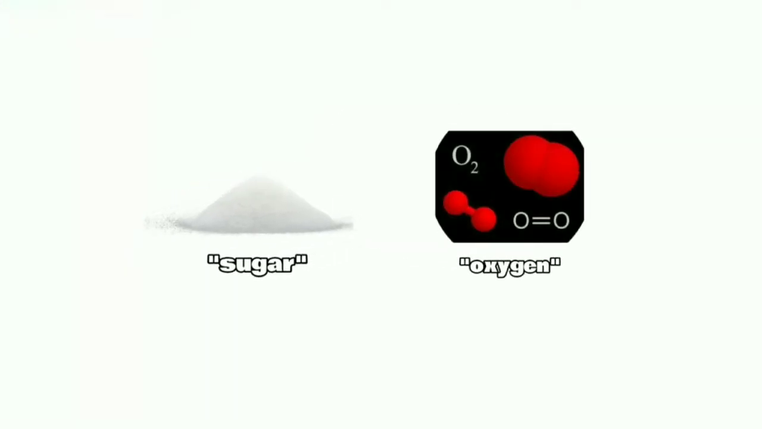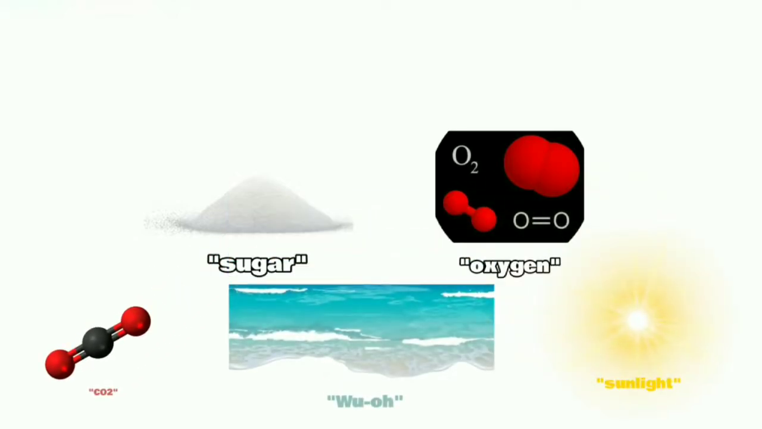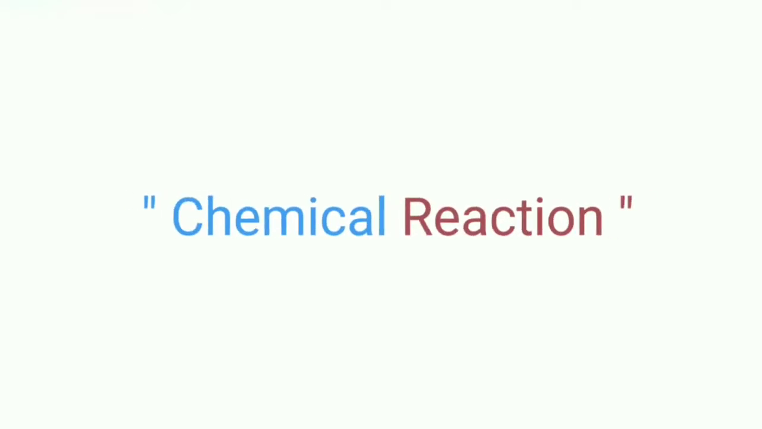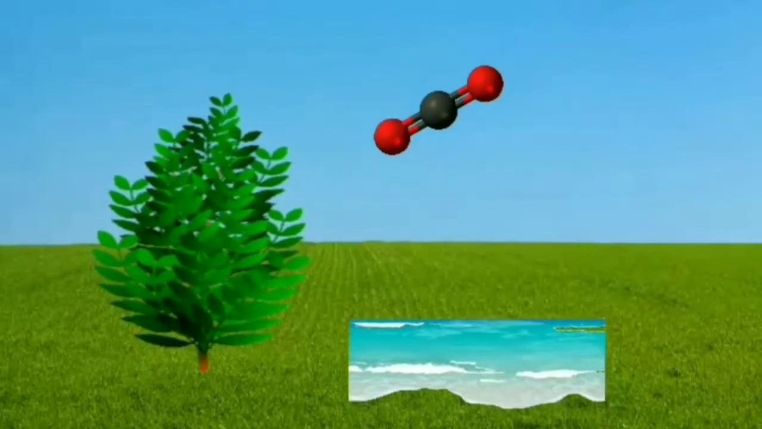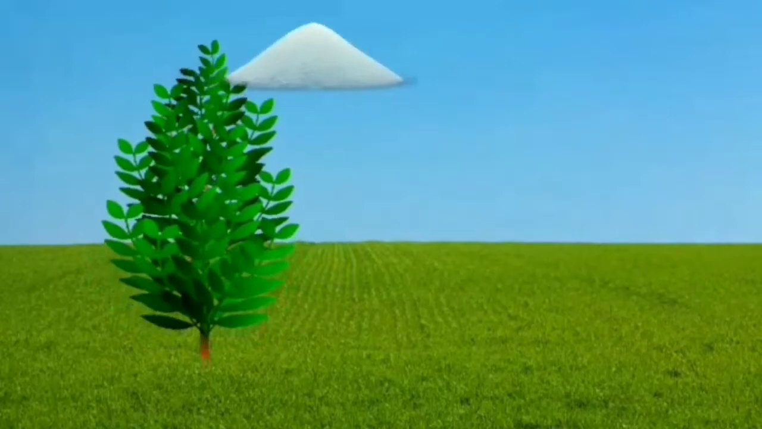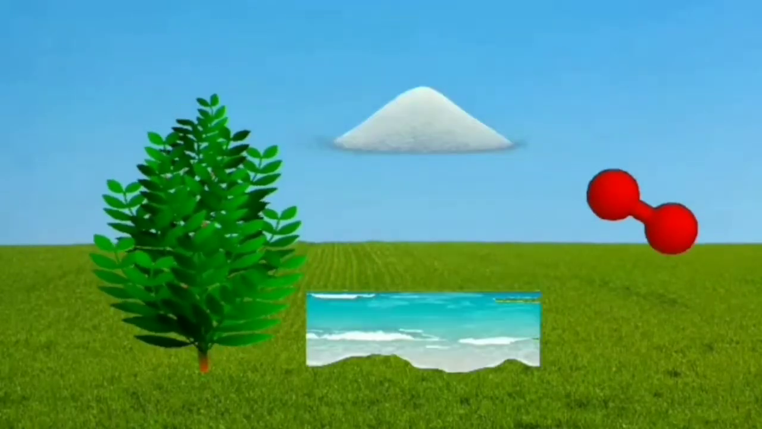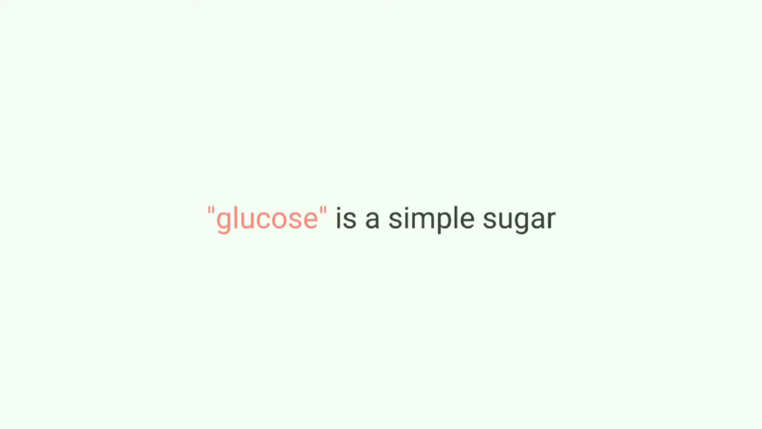Photosynthesis is the process of creating sugar and oxygen from carbon dioxide, water, and sunlight. It happens through a long series of chemical reactions, but it can be summarized like this. Carbon dioxide, water, and light go in. Glucose, water, and oxygen come out. Glucose is a simple sugar.